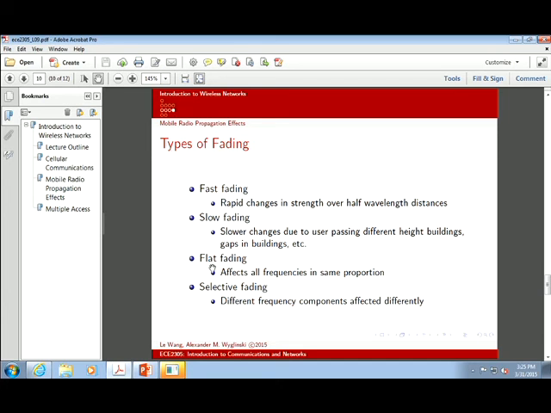Flat fading means all the frequencies of your signal are being attenuated, or not attenuated, all at the same time. The frequency selective one, that's the bad one.